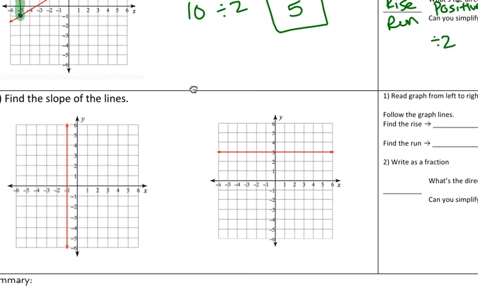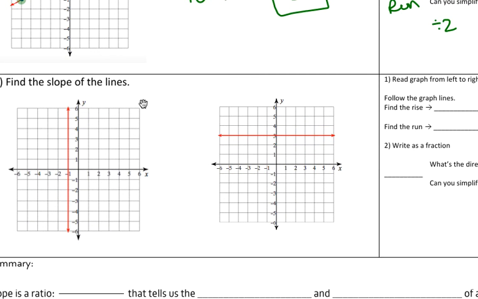Okay, now these ones. Find the slopes of these lines. I don't know why I wrote the same here. But this one, the rise goes up a bunch, but it doesn't ever run. If I count how many it rises, it goes up 1, 2, 3, 4, 5, 6, 7, 8, 9, 10, 11, 12. But it doesn't ever go over. So my rise as a fraction, rise over run, would be 12, and my run would be 0.